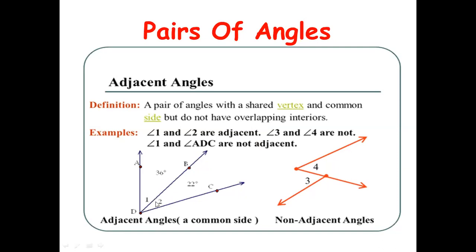Now as you can see, these are adjacent angles. How? They have the same vertex and they're sharing one same side. But here it is not an adjacent angle. Why? Because this is a vertex and this is a vertex. They both are not sharing the same vertex. So it is not adjacent.